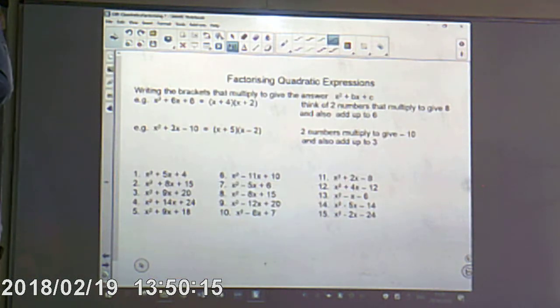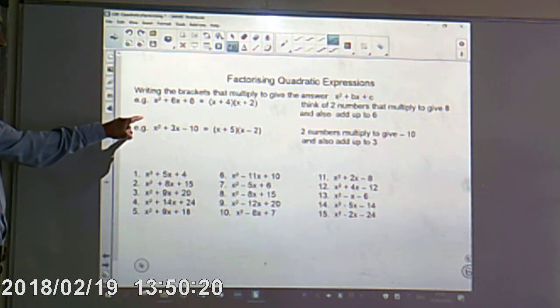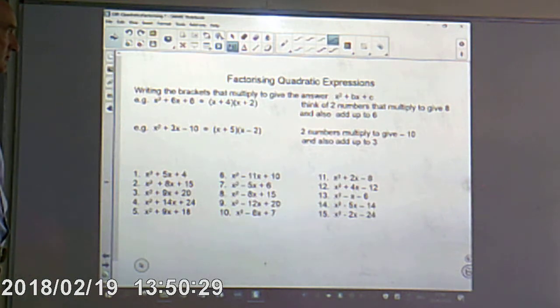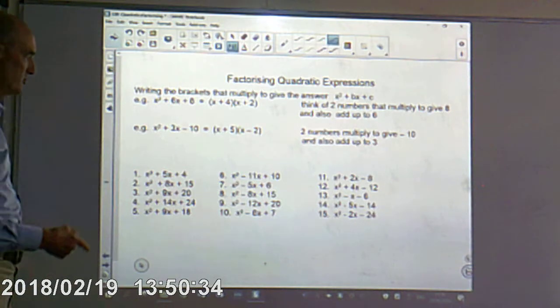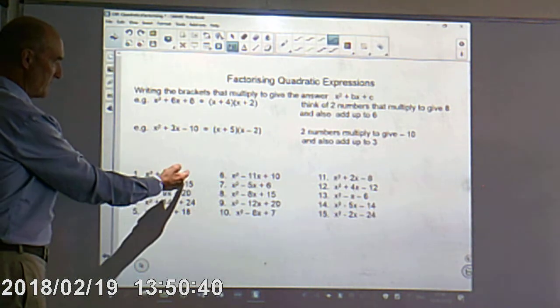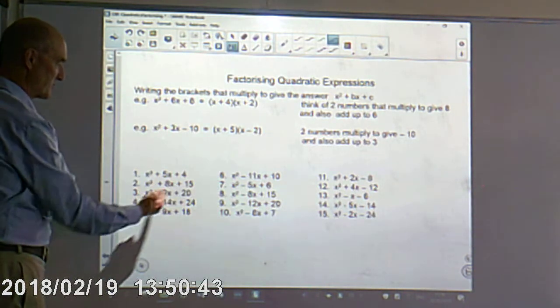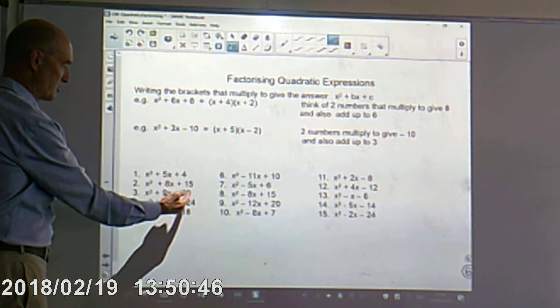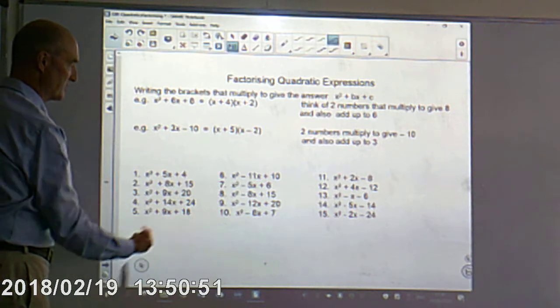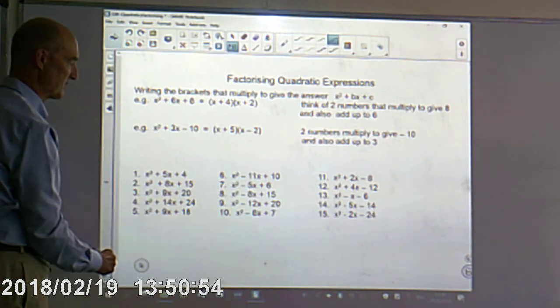Okay, factorising quadratic expressions. A couple of little examples there to help you out. And then you've got 15 questions to try and work through there. So I'll read them through just in case they're not particularly clear to you. x squared plus 5x plus 4, x squared plus 8x plus 15, x squared plus 9x plus 20, x squared plus 14x plus 24, x squared plus 9x plus 18. Factorise them, put them into two brackets.